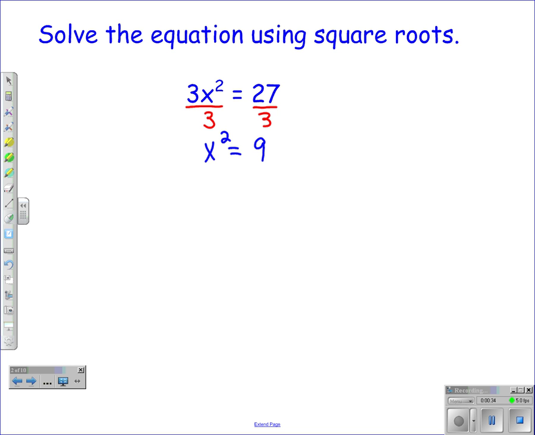Our goal is, in the end, to get x by itself, and that means I have to undo squaring. We undo squaring by square rooting, and so the square root of x squared is x. The square root of 9, we know the principal square root is 3, but we also need the secondary square root. We need all possible square roots of 9, so we need a plus minus 3.